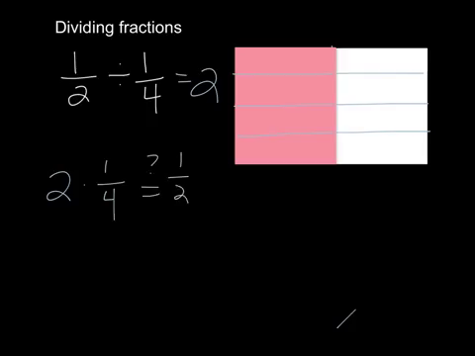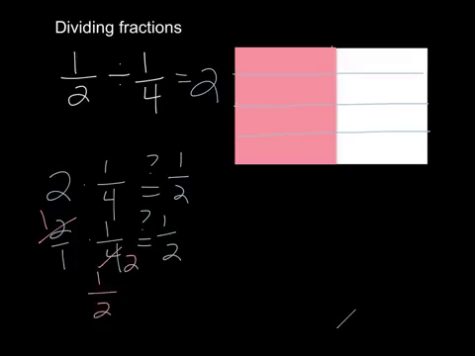So that's just 2 over 1 times 1 over 4. Is that equal to 1/2? Again, we can cross reduce. And then 1 times 1 is 1, 1 times 2 is 2. So 1/2 equals 1/2. So we are correct.